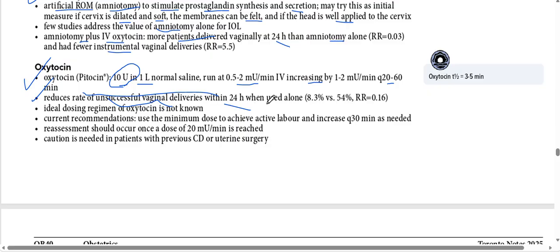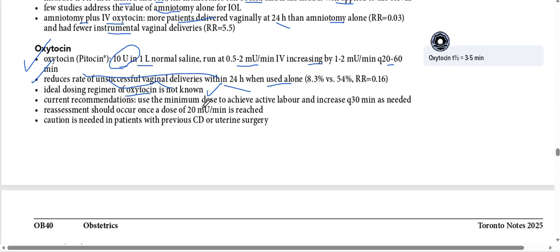When used alone, the ideal dosing regimen of oxytocin is not known. We have to increase the dose according to the patient's response. The current recommendations are to use the minimum dose to achieve active labor, and then increase every 30 minutes as needed. Reassessment should occur when a dose of 20 international units is reached.